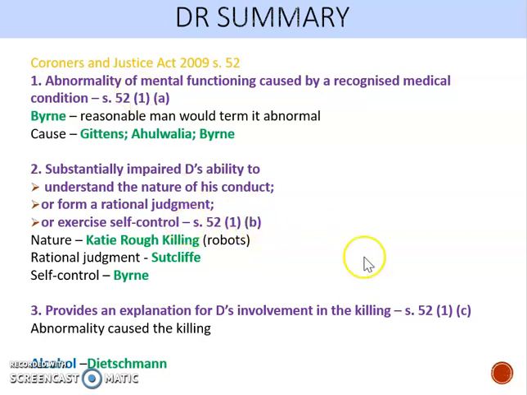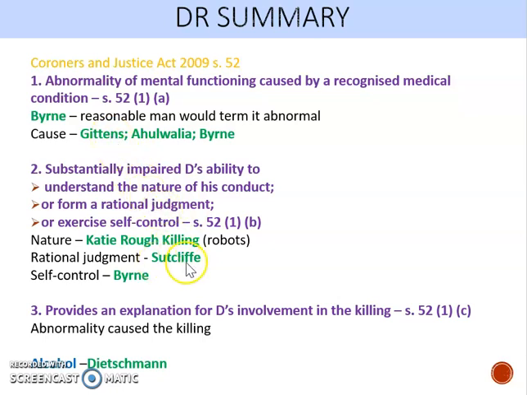So you need to remember your section numbers because that's going to lift your answer. So if you recall, not understanding the nature of your conduct is where the person doesn't know what they're physically doing. And the Katie Ruff killing would be a good example of that, where she cut up a human thinking it was a robot. She didn't understand her physical action. It might be that they can't form a rational judgment because of this condition.